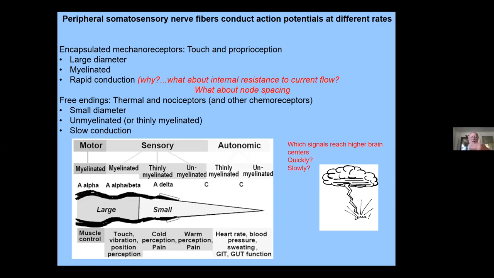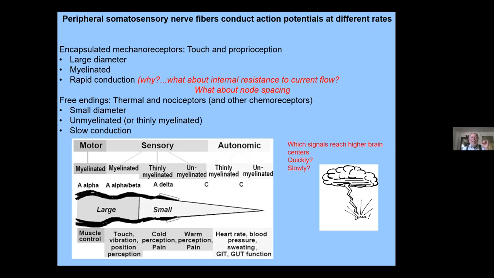So another question here is, why do we have rapid conducting information? Well, rapid conduction is because you have heavily myelinated fibers, and the only interchange of ions neurophysiologically is going to happen at the nodes of Ranvier. The node spacing plays a very major role in speeding up that activity.